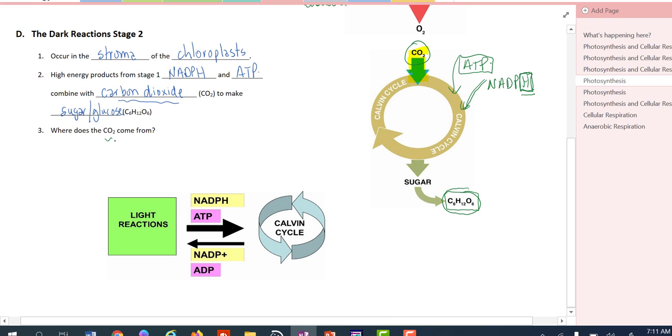So one question to think about is, where does the CO2 come from? I'll leave that, and maybe you can answer it on Tuesday. Hope you have a great rest of the weekend. Enjoy your Monday, and we'll see you tomorrow.